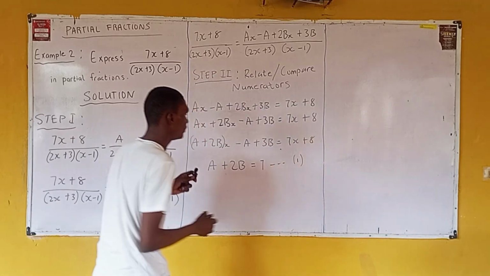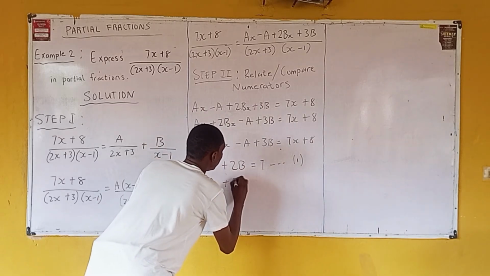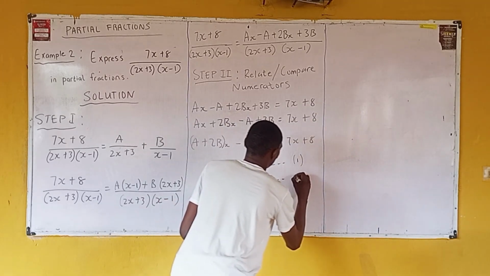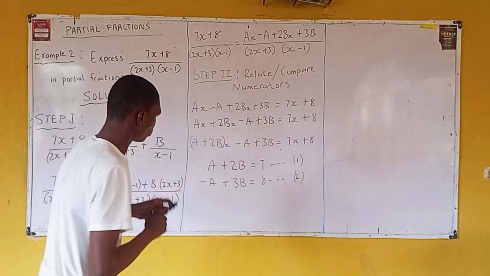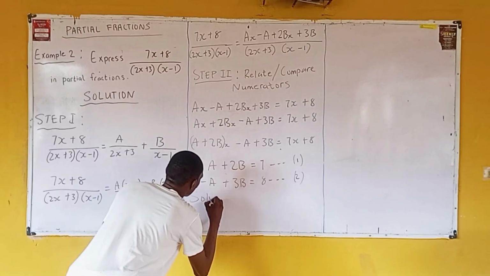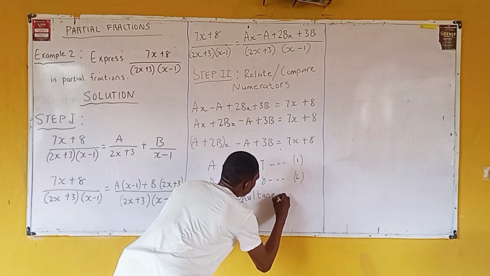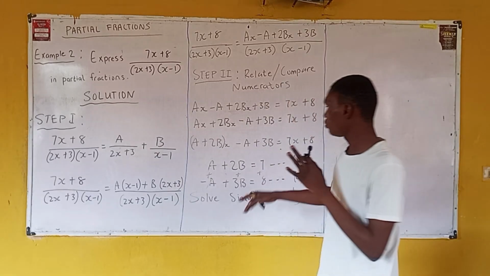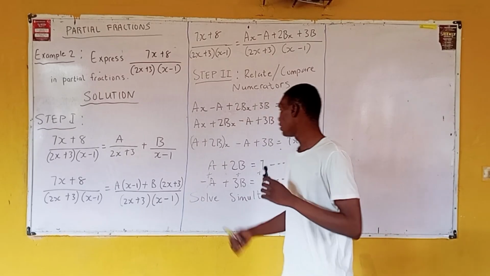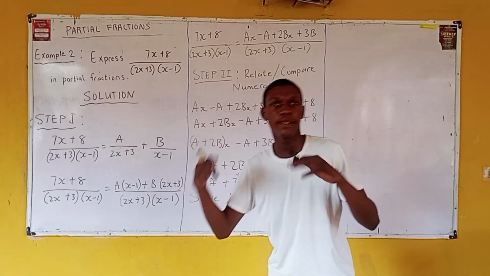Alright? Then the next one, minus a plus 3b will be equals to 8, which will be our equation 2. So when we have two equations, we can solve simultaneously. For this, when we have two equations like this, I said we can simply solve simultaneously.